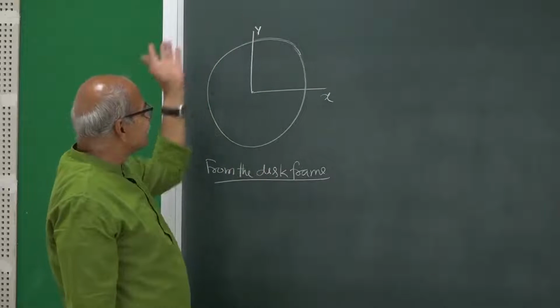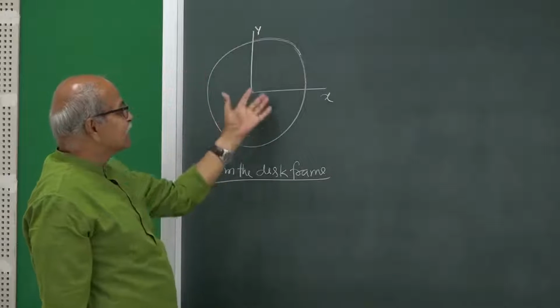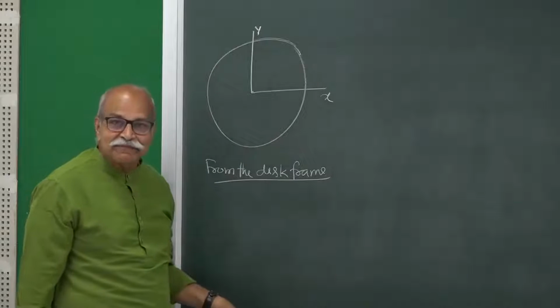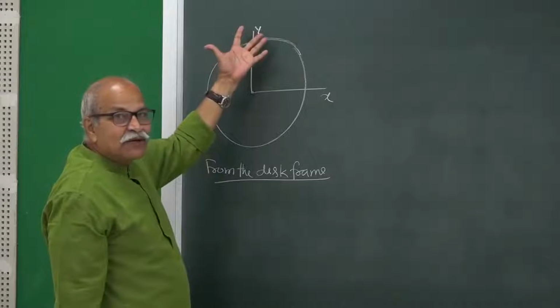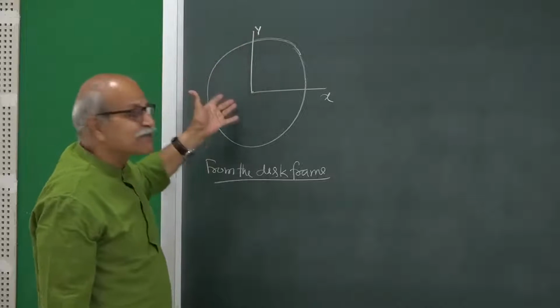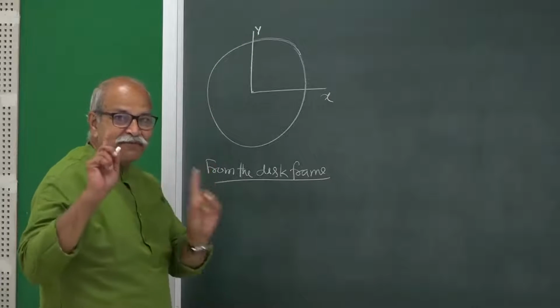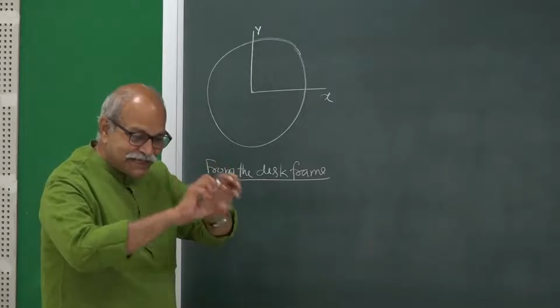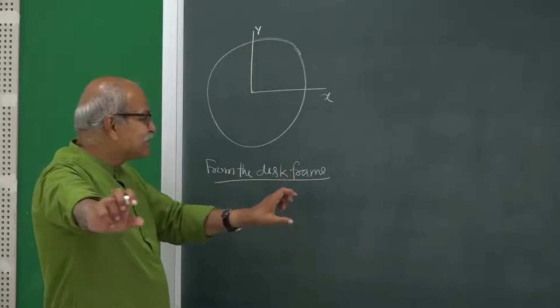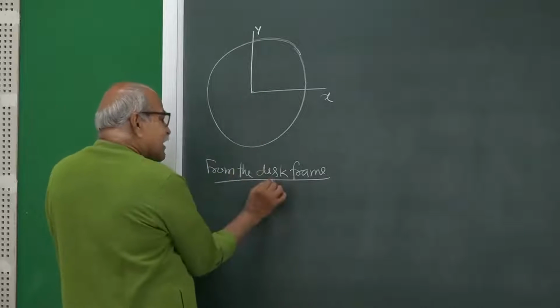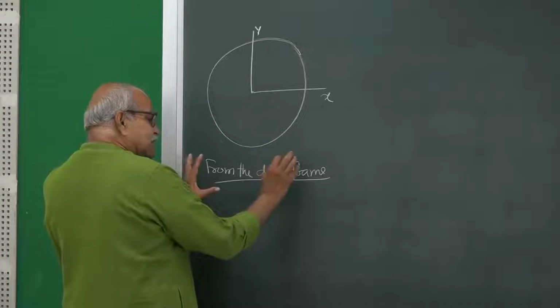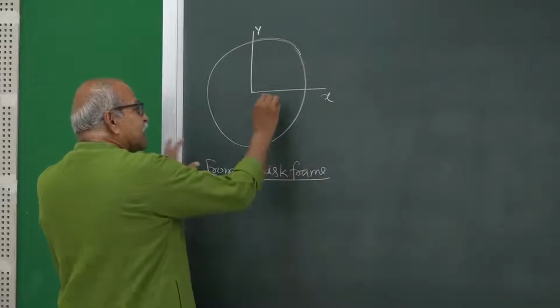When I say that disk is rotating about the z axis, I am using the lab frame. But then when I am saying this is the path of the object, I am using the disk frame. So, which frame I am using when I am telling some statement or some sentence, that is very, very important.